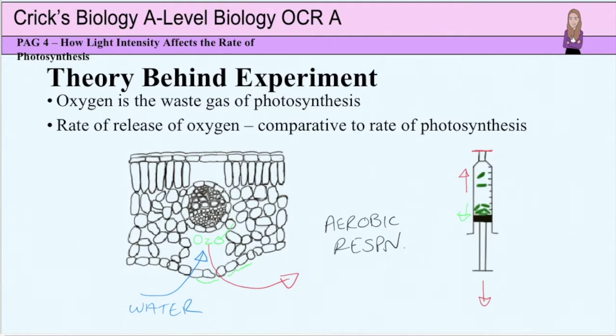So the rate of rising of the leaf disc is actually an indirect measurement of the net rate of photosynthesis occurring in the leaf discs. The rate of oxygen release can be compared for different light intensities by timing how long it takes for the leaf discs to float.